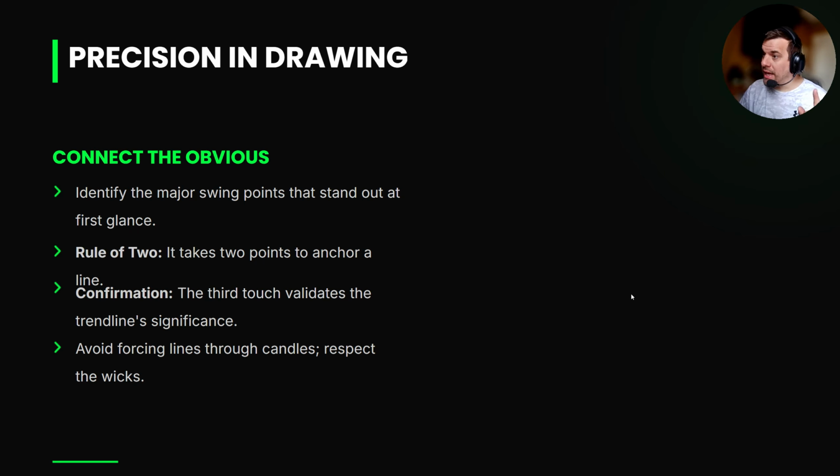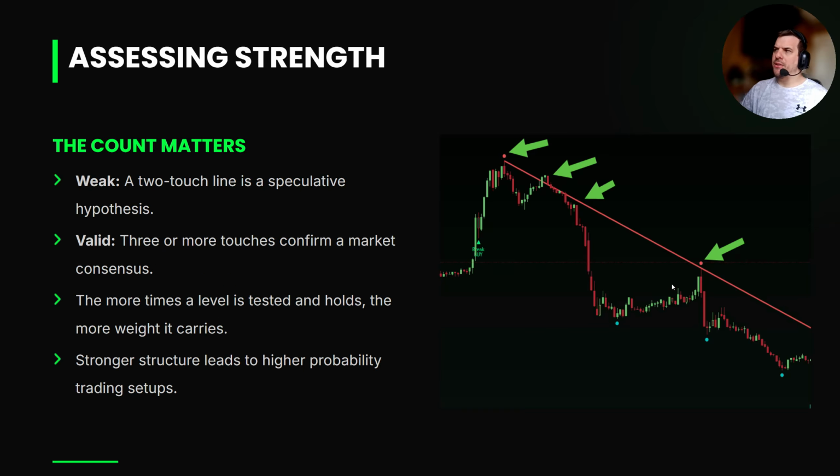Avoid forcing lines through candles. Don't just think that you can draw them anywhere you want. You want to draw them at the correct points as close as you can. They're never going to be perfect though. The count matters. A two-touch line is a speculative hypothesis. To validate it, 3 or more touches confirm a market consensus. The more times a level is tested and holds, the more weight it carries. Stronger structure leads to high probability trading setups.